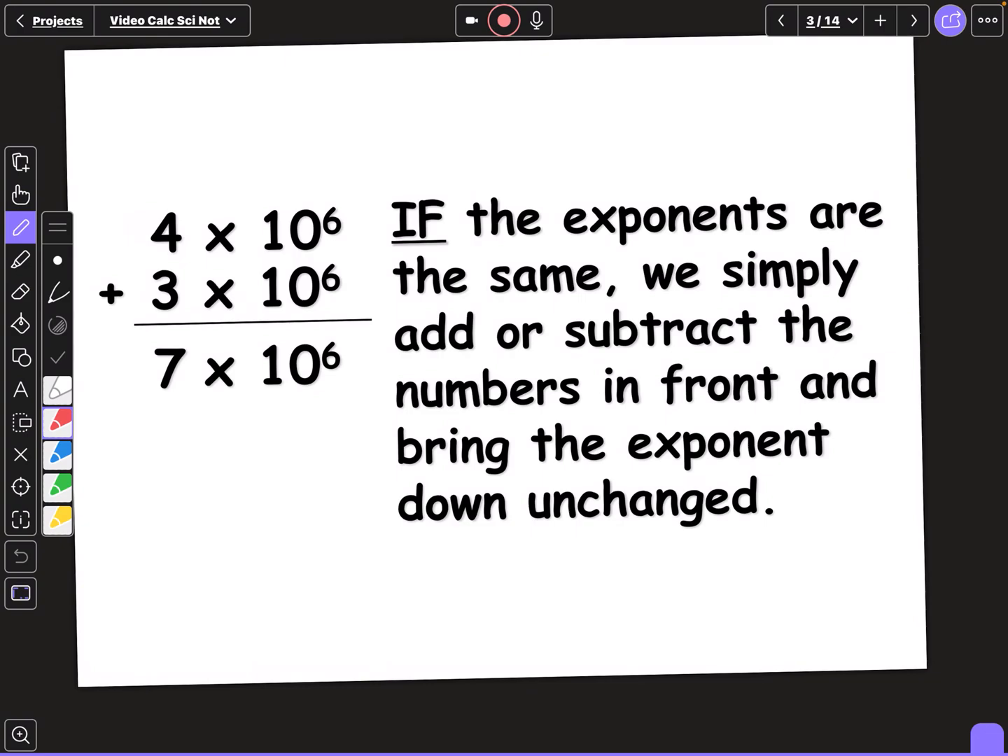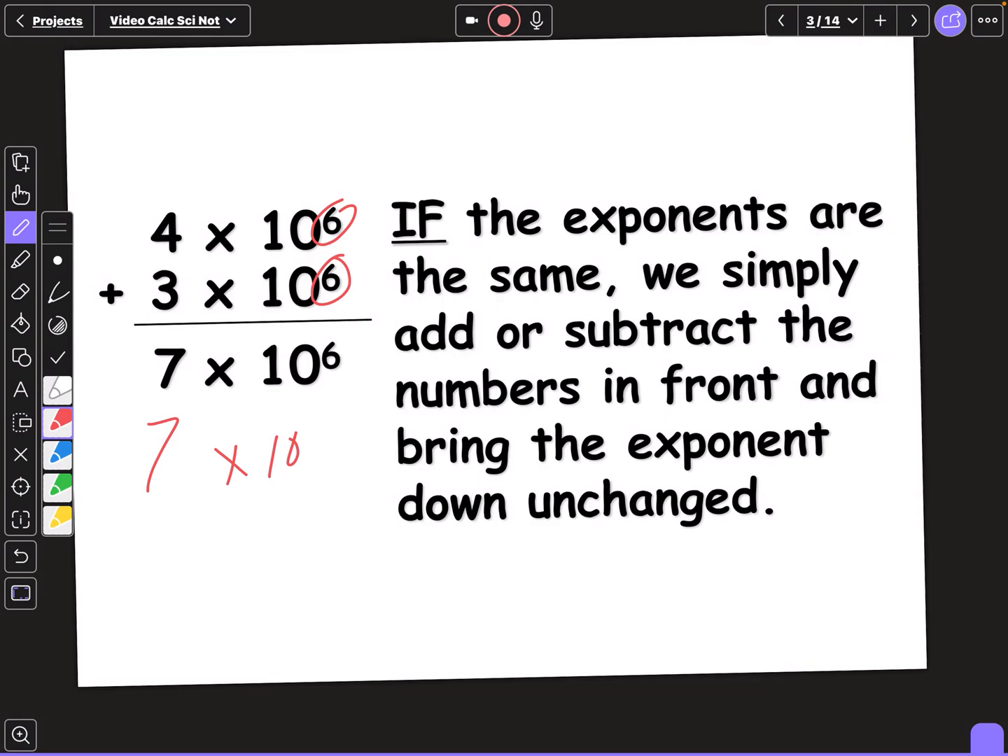Now, when we're adding and subtracting, if the exponents are the same, we simply add or subtract the numbers in front and bring the exponents down unchanged. So we need our exponents to be the same number. In this case, they're the same, to the 6th power, both of them. So we simply add our numbers, the 4 and the 3. 4 plus 3 is 7. And then that would be times 10, and our exponents, when we add and subtract, stay the same.